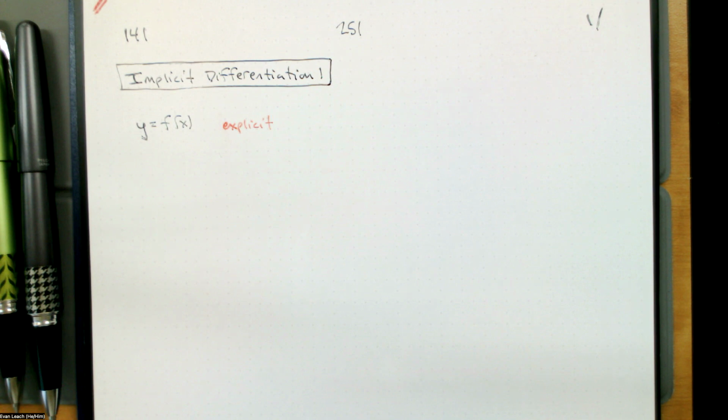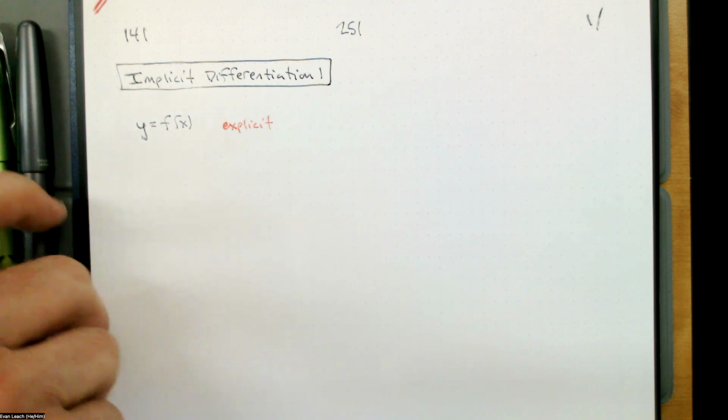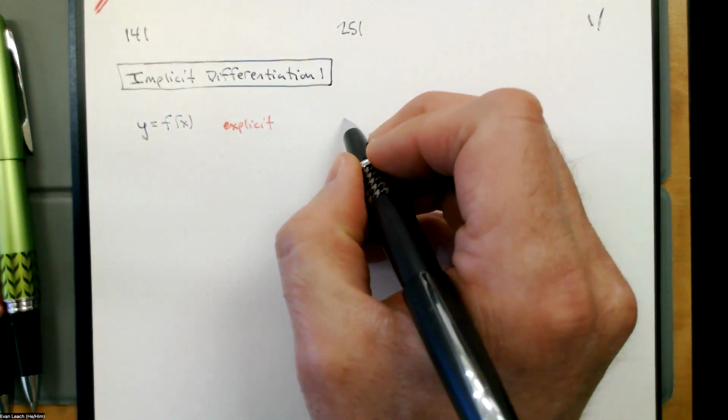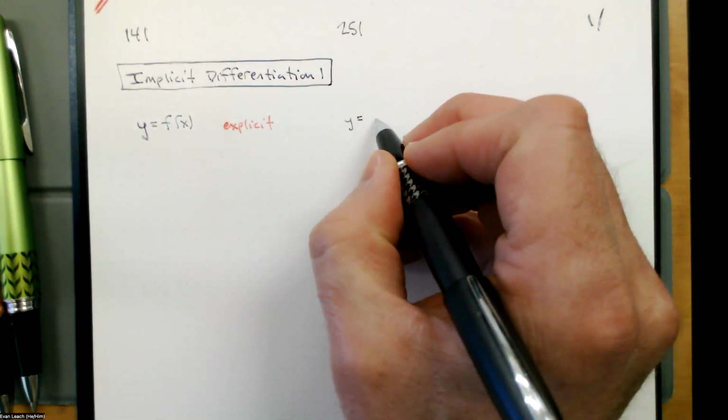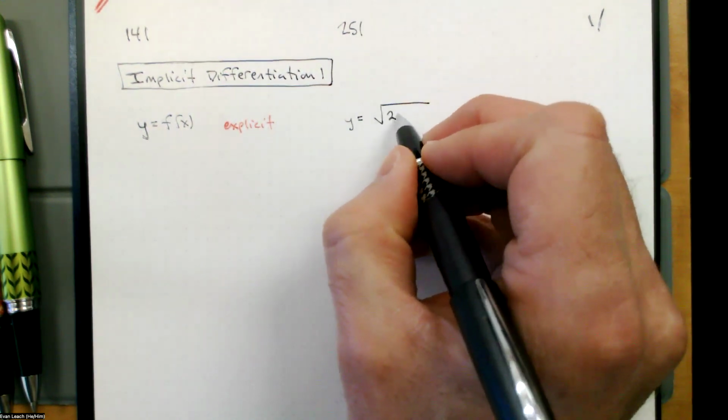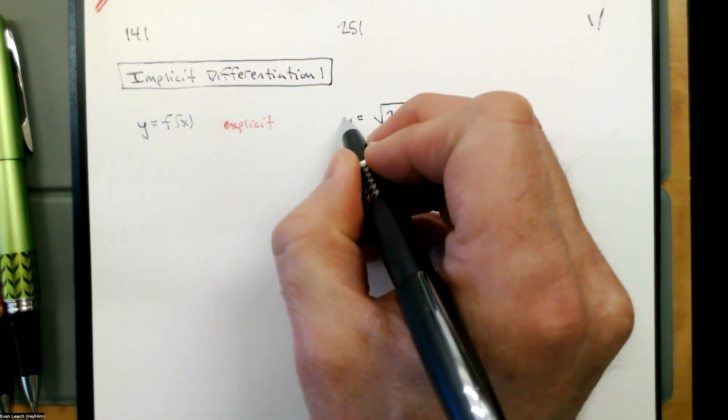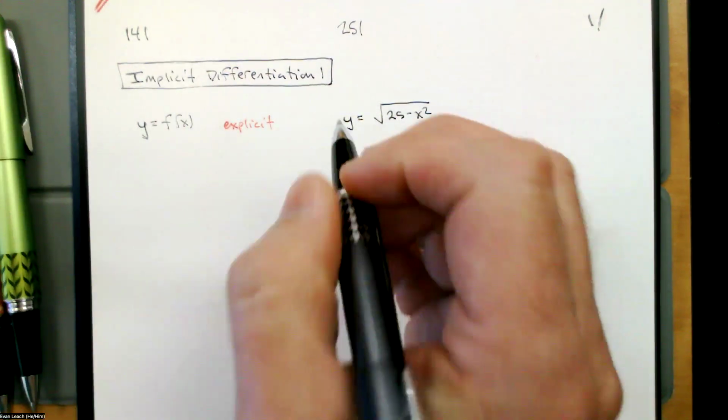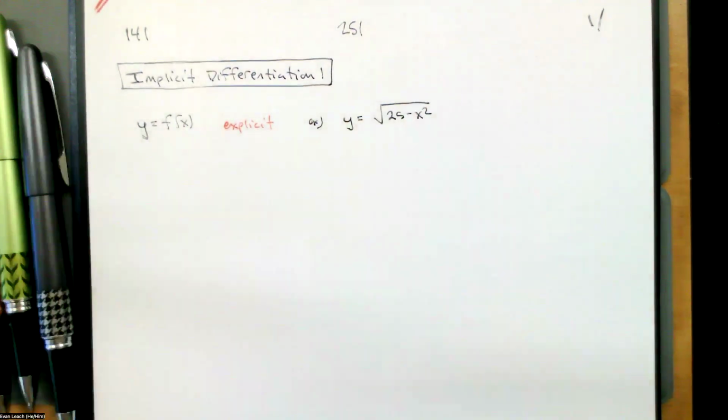The relationship between x and y is all the y on one side, just one y on one side, all the x on the other side. So for example, when we looked at y equals the square root of 25 minus x squared, all we have on one side is the y. All we have on the other side is some expression involving x. y is explicitly defined as some function of x.